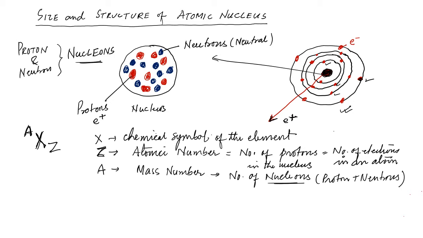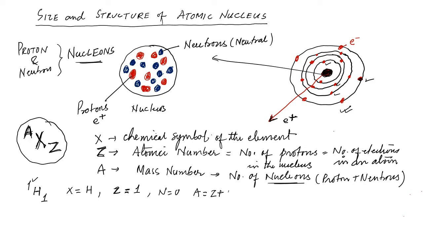So this is how we symbolize an element, in which Z is the number of protons and A is the mass number, the number of protons plus neutrons. For example, if you say 1H1, this means the hydrogen atom. Here X is H, Z, the number of protons, is 1, and because A is 1, that means there is no neutron. So the number of neutrons is 0.